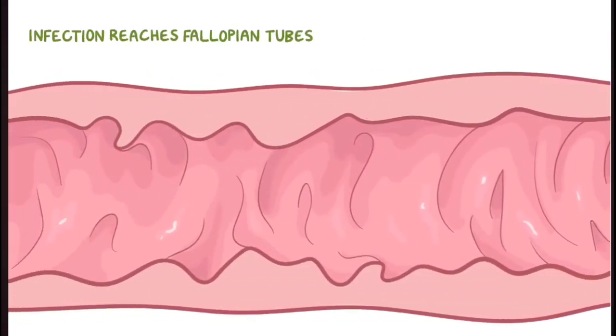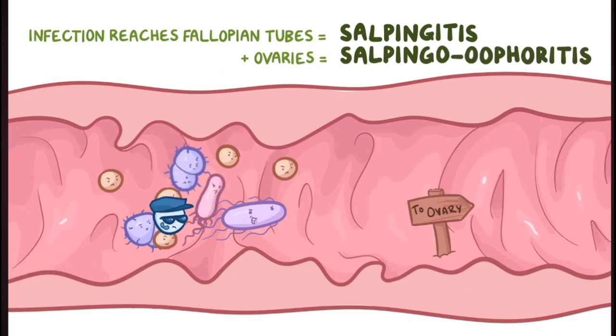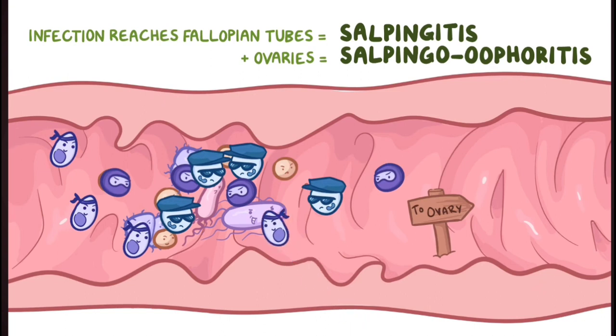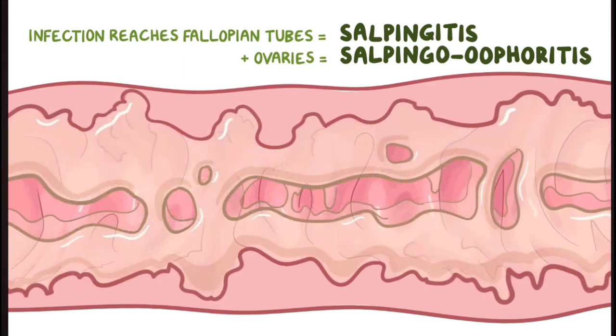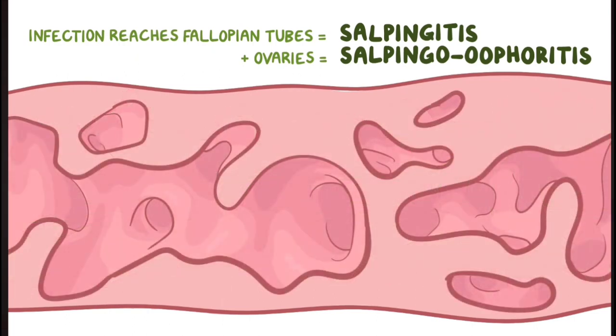Now, PID is most problematic when the infection reaches the fallopian tubes, in which case it's called salpingitis. If it also affects the ovaries, it's called salpingo-oophoritis. The infection triggers a response from the body, which sends neutrophils, plasma cells, and lymphocytes into the fallopian tubes. That sounds like a good thing, right? But this actually damages the tubal epithelium, and the tubes become filled with pus. When scar tissue forms to repair the damage, areas with damaged epithelium tend to stick to one another, creating closed-off pockets and little dead-end pouches in the fallopian tubes.